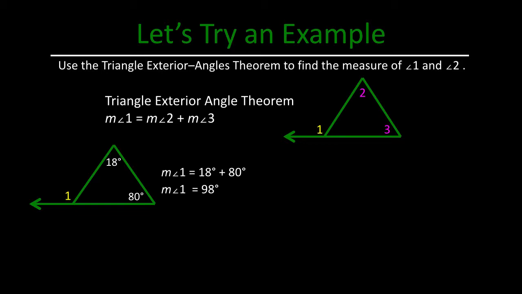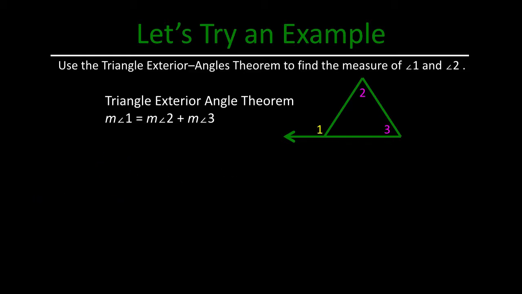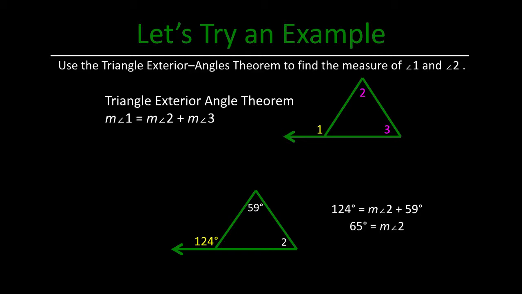Okay, now let's say we don't know our remote interior angle. We're given the measure of angle 1 and the measure of angle 2. Again, use that same equation and just find the missing value. Now we can use our subtraction property to find the measure of angle 2, and we get 65 degrees is equal to the measure of angle 2.